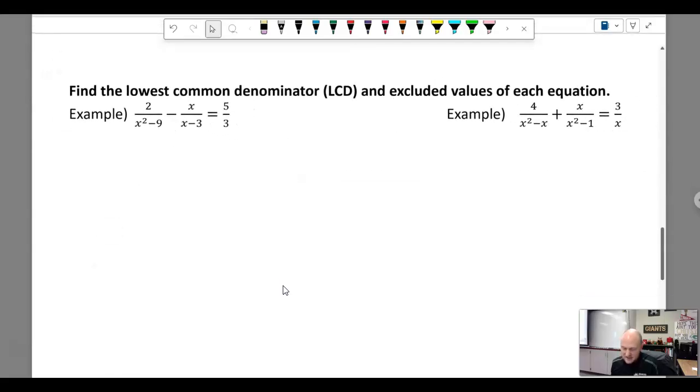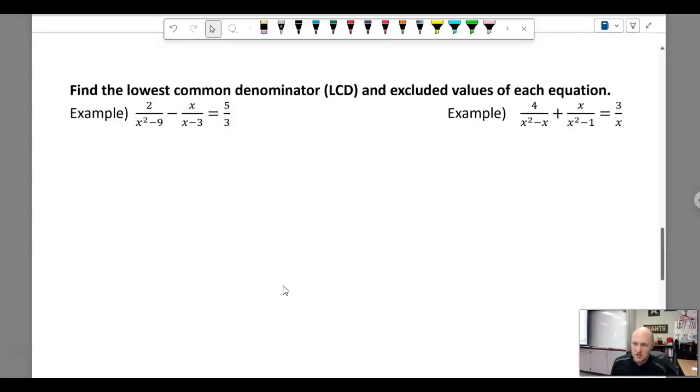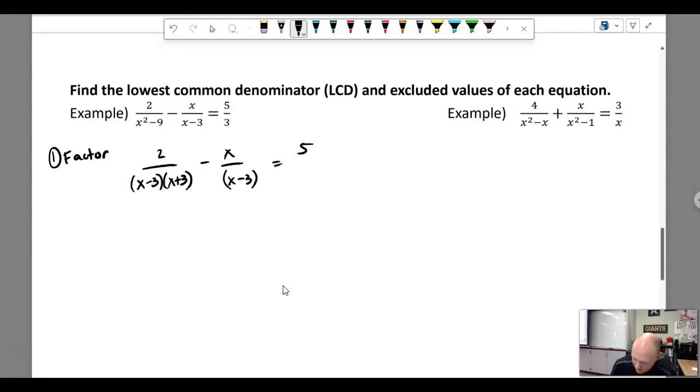Example 1 says find the lowest common denominator and the excluded values of each equation. Step 1 that we're always going to do is factor. Our good old friend factoring. It never goes away. Our first denominator is a difference of two squares, x minus 3 times x plus 3. Our second term is an x minus 3. And then I have 5 over 3.